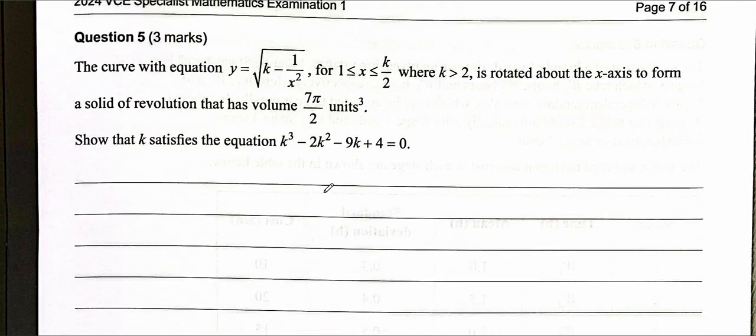All right. Question 5. The curve of the equation y equals 1 minus x squared, for x from 1 to k over 2, is rotated about the x-axis to form a solid of revolution. Show that k satisfies the given equation.